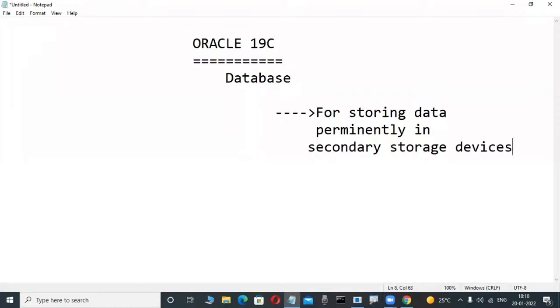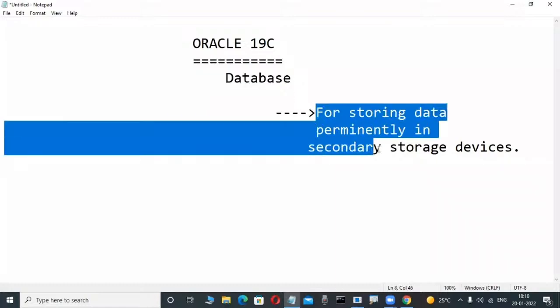Permanent. Suppose today we are storing data, then after 5 years, 10 years, 20 years, even 100 years after, your data is still available and you are using it. That's why Oracle is a product from Oracle Corporation, with some version number. This is a database product, one of the popular databases. But what is the purpose of that? For storing data permanently in secondary storage devices.